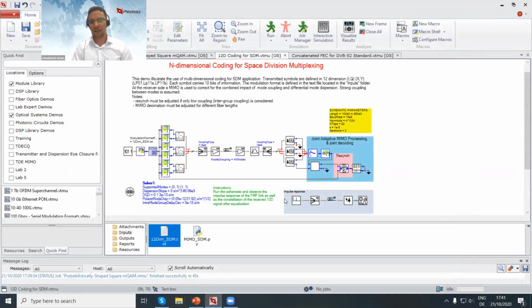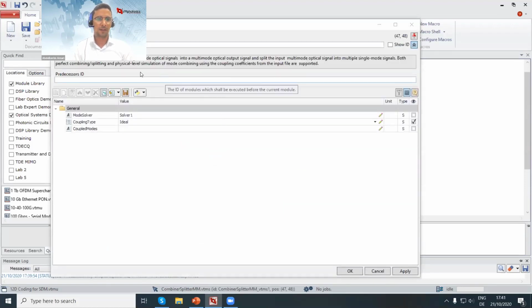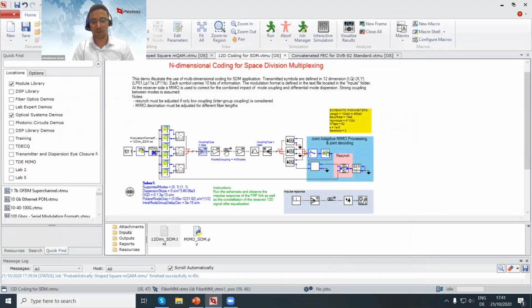And we consider a few-mode fiber with 3 modes. Here we have this coupler that combines several single-mode optical signals into the multi-mode output, used for the multi-mode fiber here. And we want to see the impulse response and the constellation. Let's run the simulation here.